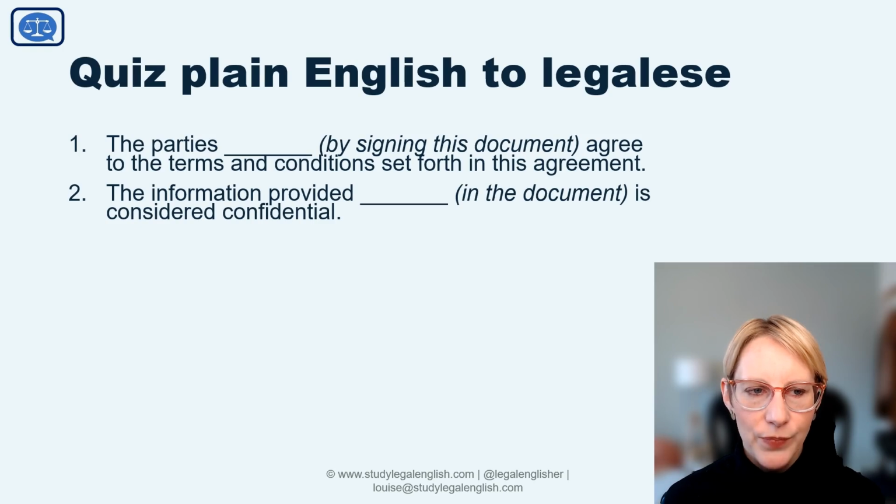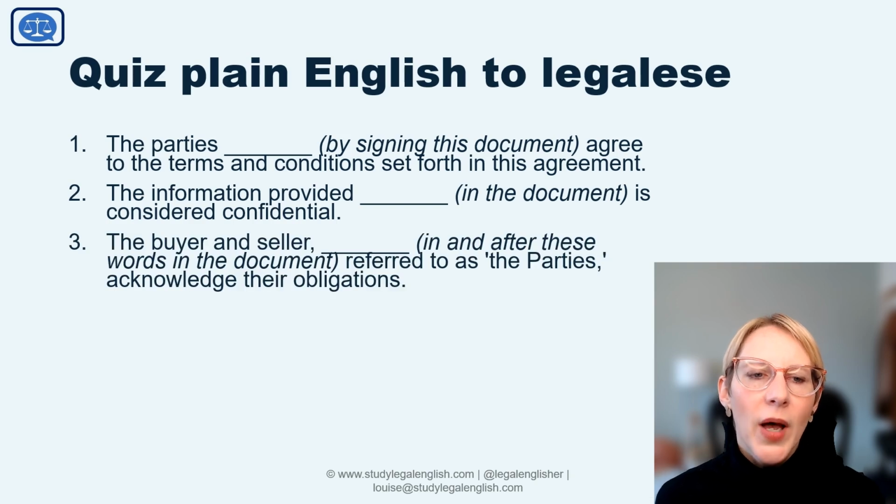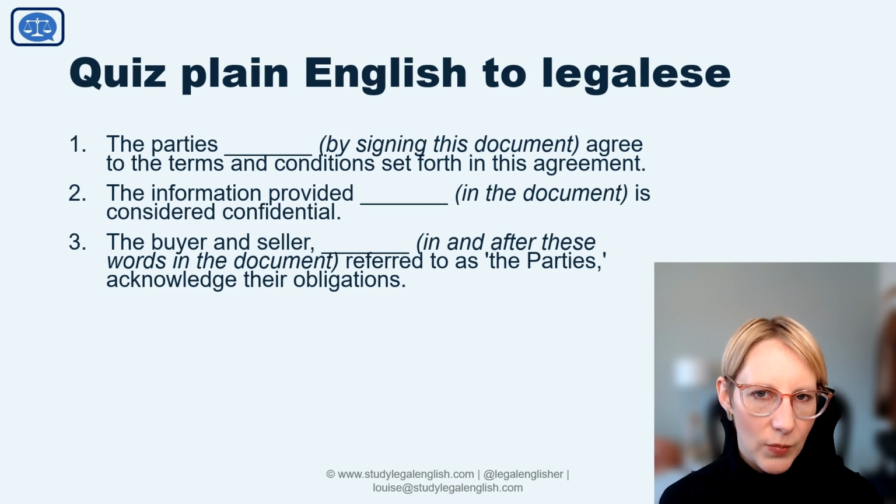Number 2. The information provided in the document is considered confidential. In this document, we should say. The buyer and seller, in and after these words in the document, referred to as the parties, acknowledge their obligations.